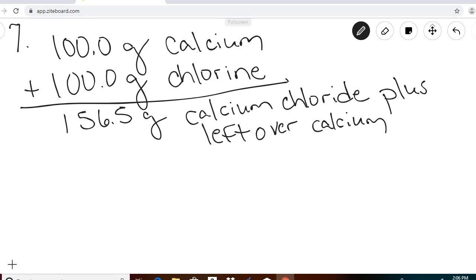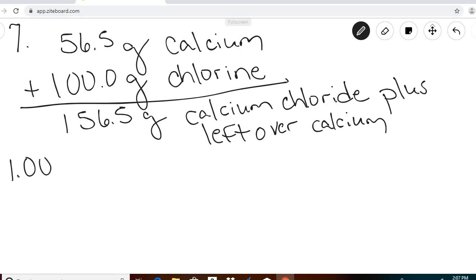So that means that to get this recipe, what we really only needed was 56.5 grams of calcium. How much chlorine and calcium should be added together in order to get 1.000 kilograms?